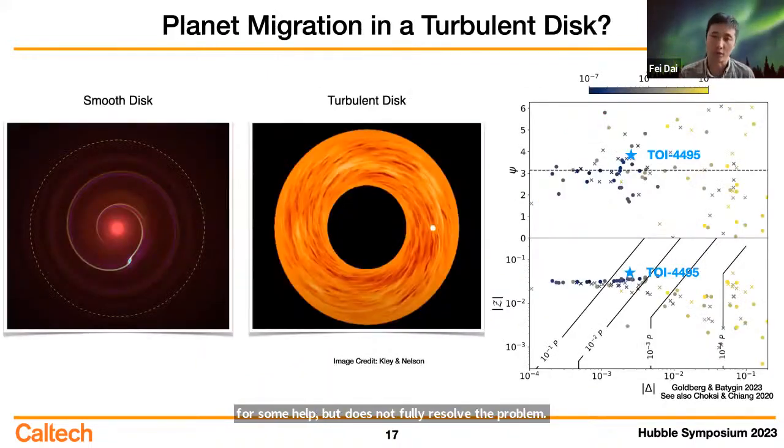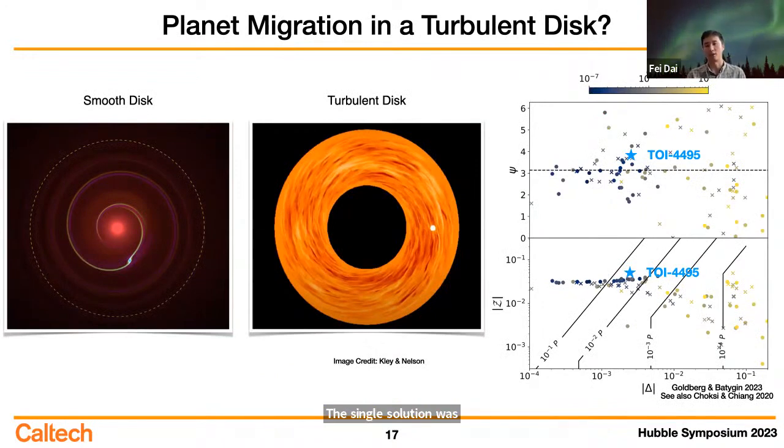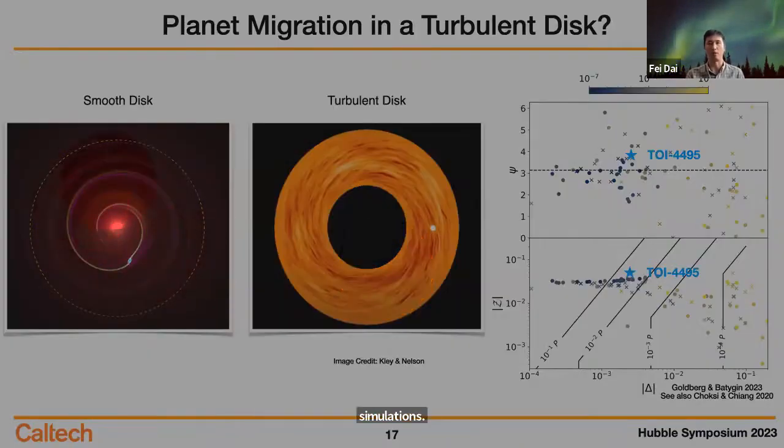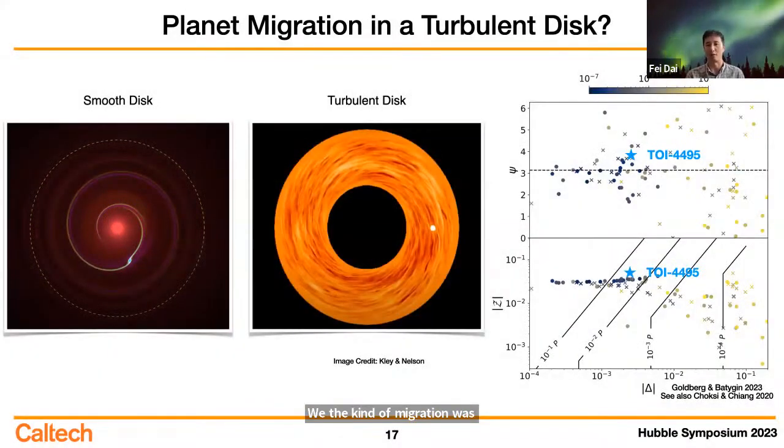A simple solution was recently proposed by both Choksi and Chen, as well as Goldberg and Batygin. In contrast to previous simulations, where the planet migration was carried out in a protoplanetary disk that is very smooth, i.e. with no turbulence, these new works relaxed those assumptions and allowed turbulence in the protoplanetary disk, which is shown in the middle. The stochastic forcing by turbulence could have deposited pairs of planets rather wide of resonance. In other words, near-resonance systems like TOI 4495 could have started quite far off from resonance with about 1% deviation.